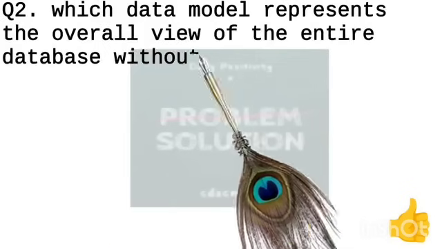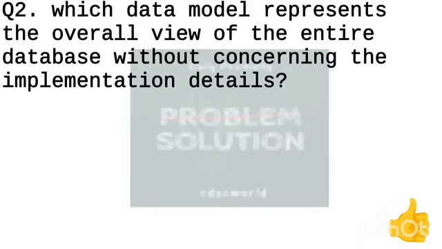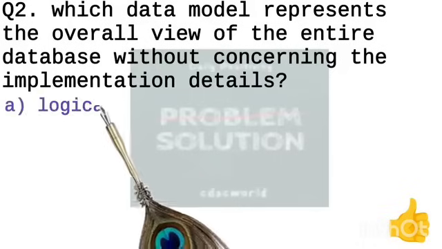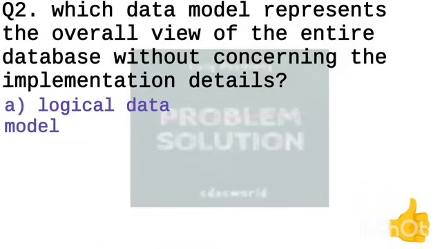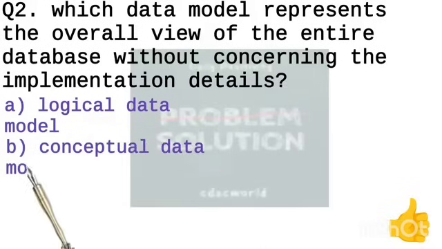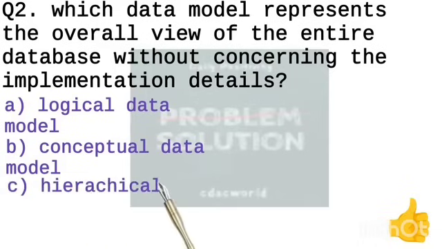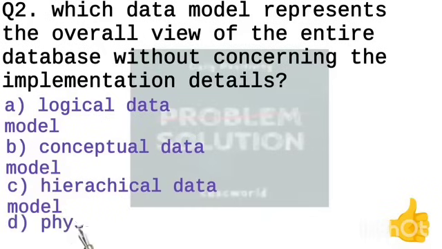Query number 2. Which data model represents the overall view of the entire database without concerning the implementation details? Option A, logical data model. Option B, conceptual data model. Option C, hierarchical data model. Option D, physical data model.